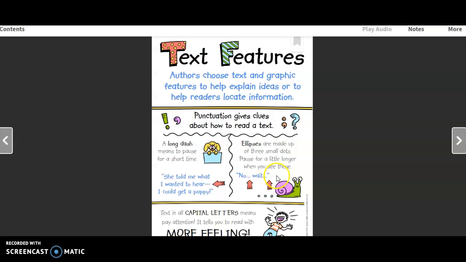Wait, ... So I always like to say it means there's more to come, but wait, there's more to come. Text in all capital letters means pay attention. It tells you to read with more feeling. So look for all of those things when you are reading a book, and it will help you know the author's message even better and know the point that the author is trying to get across. So look again for your long dashes, your ellipsis, and your capital letters.